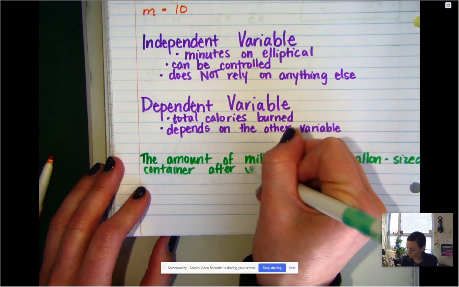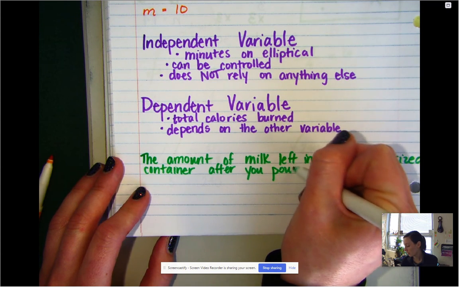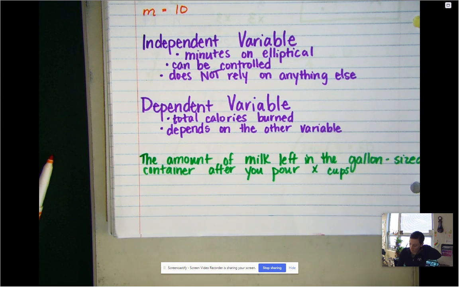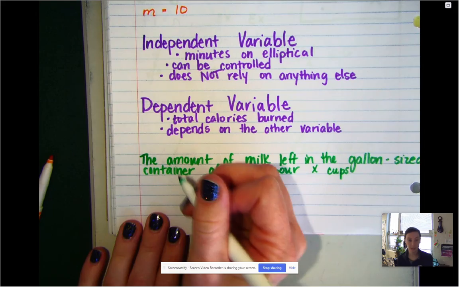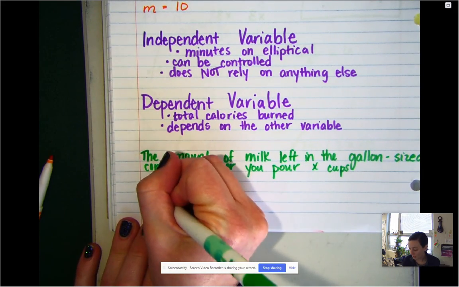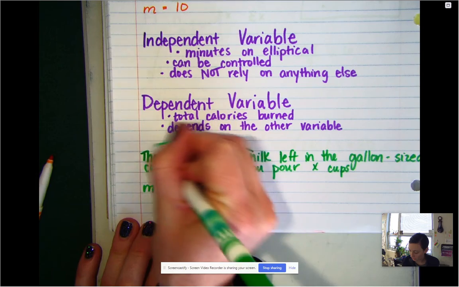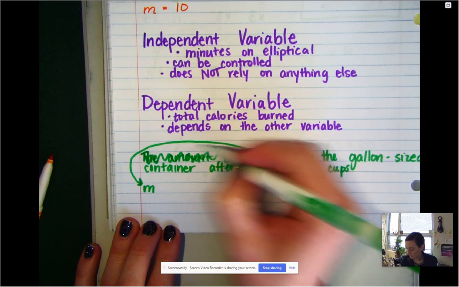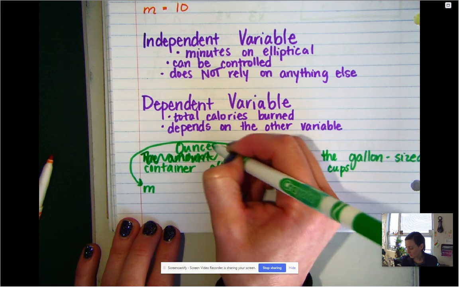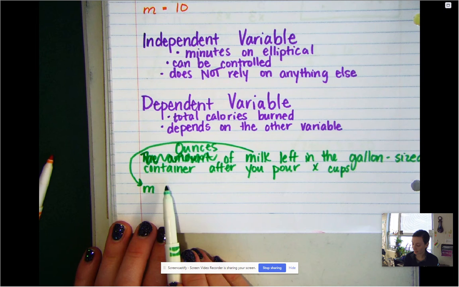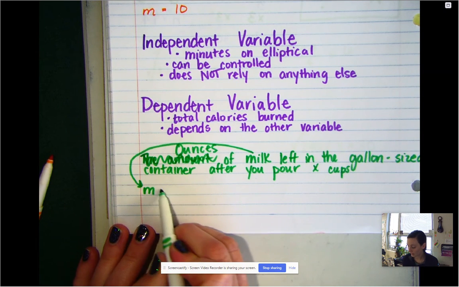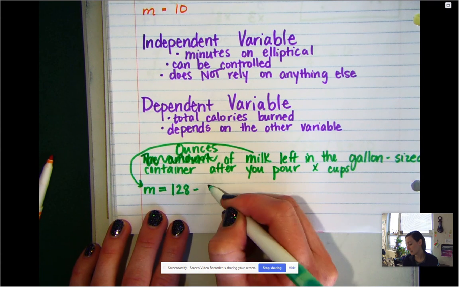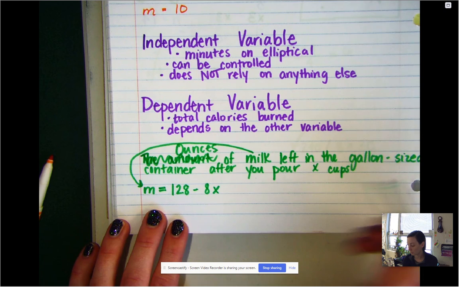After you pour X cups. Okay, so this is the equation they would give you. M, which is for the amount of milk. I should have said ounces. Ounces of milk left in the gallon-sized container after you pour X cups would be M equals 128 ounces minus 8 ounces in every cup.